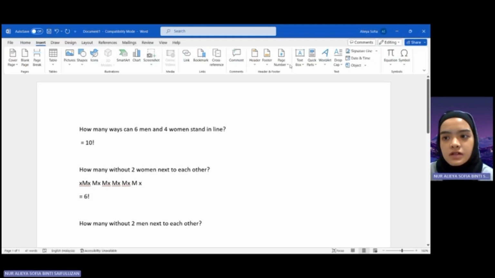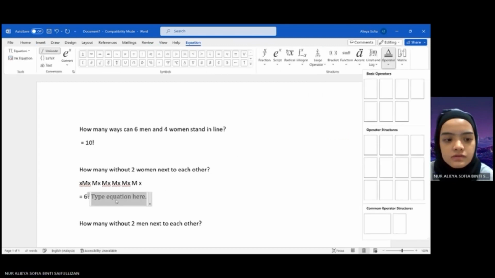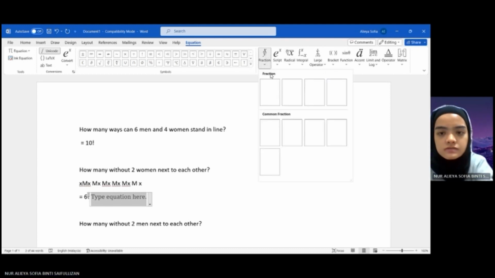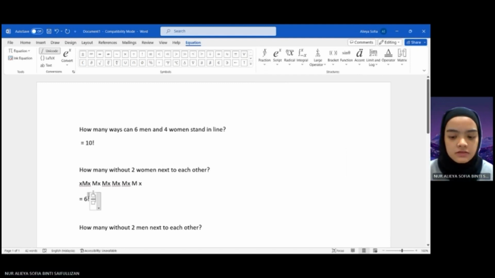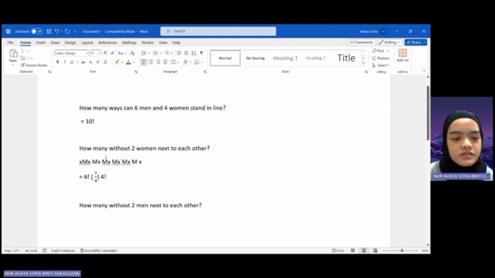Open an equation so that you guys can understand more about it. Six, 7 over. It will be 7 over 4 for the this thing, and then 4 factorial. So this is the final answer.